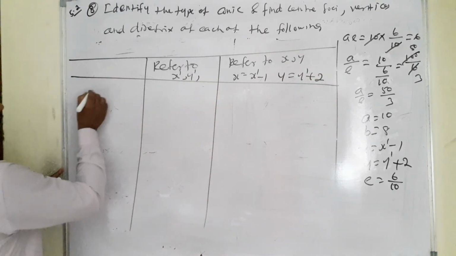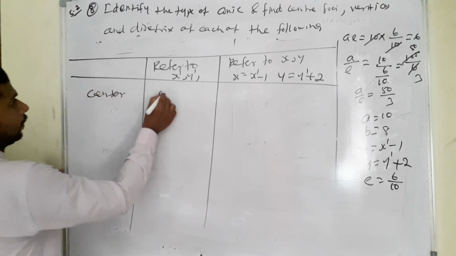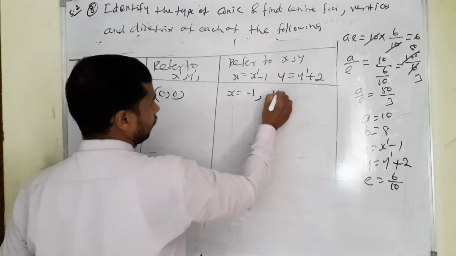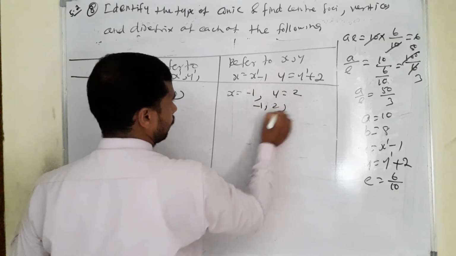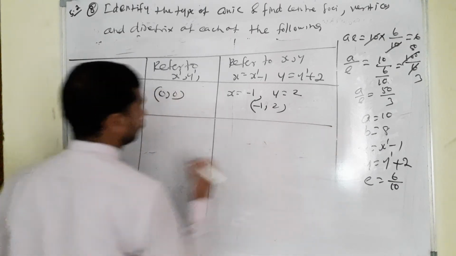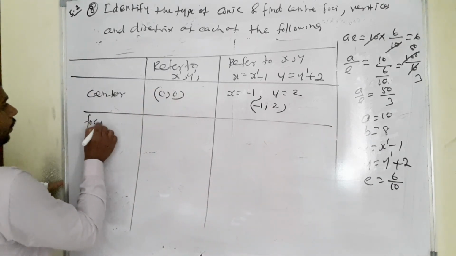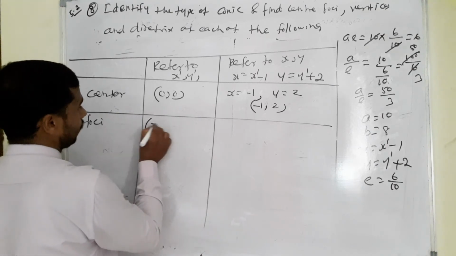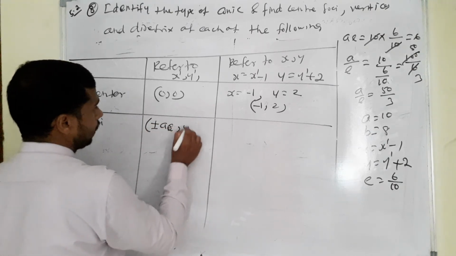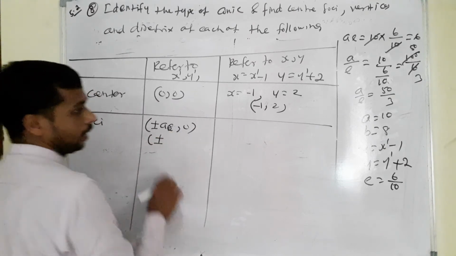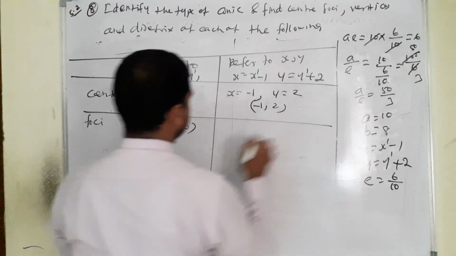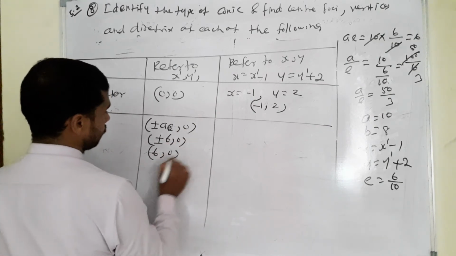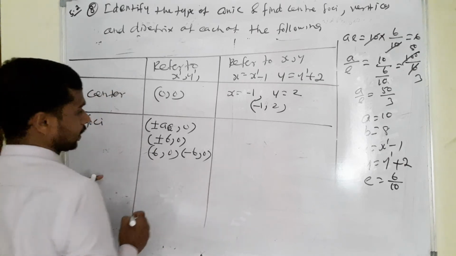Now first condition, center 0 comma 0. So x dash is equal to 0 means x is equal to minus 1, y is equal to positive 2. Therefore center is minus 1 comma 2. Second one, foci. Foci means this is major axis parallel to x axis. So x axis means definitely plus or minus ae comma 0. Therefore plus or minus ae means already we know 6, isn't it? 6 comma 0. First condition positive 6 comma 0. Second condition negative 6 comma 0.